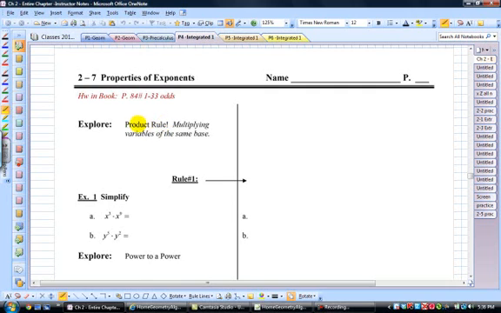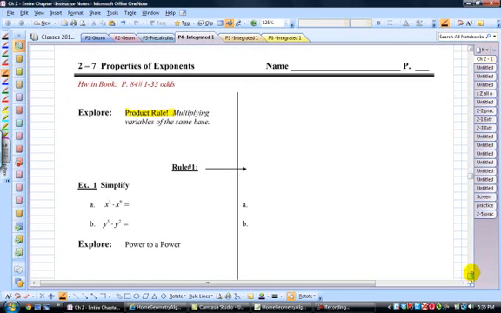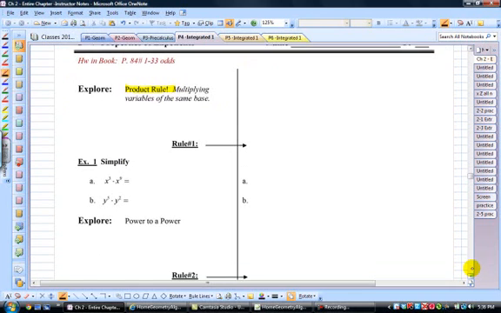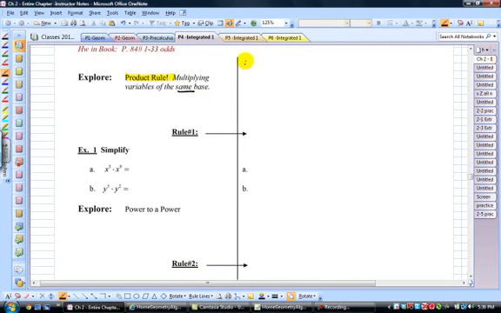Okay, the first rule is called the product rule. And before I state it, like I said, we want to take a look at some real numbers, some real cases here, and look at some patterns, and then I'll generalize it. All right, so let's take a look at multiplying variables with the same base. 2 to the second power times 2 to the, let's say, third power.